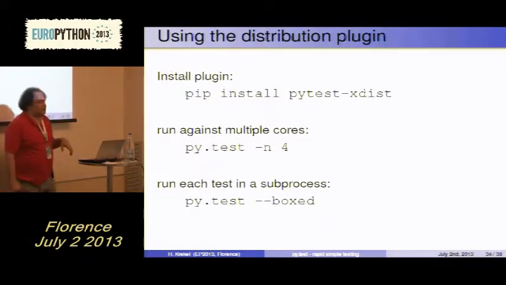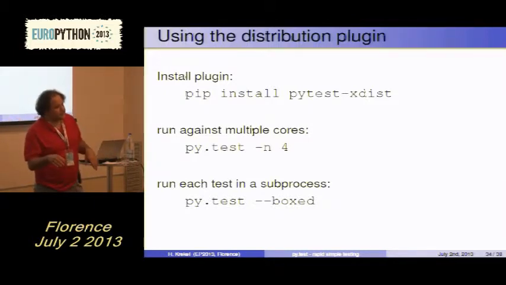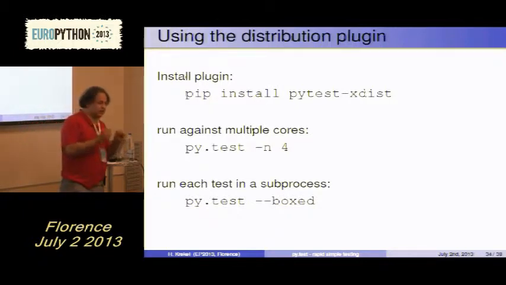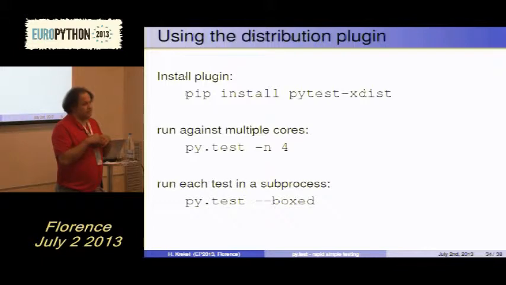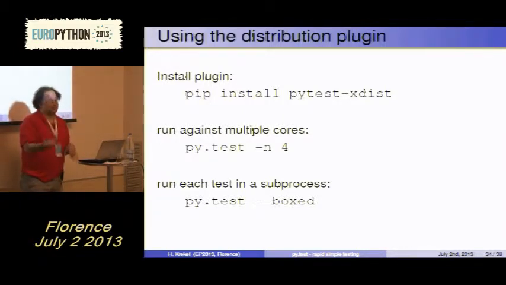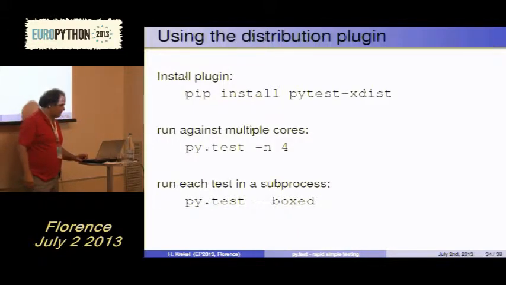Distribution plugin, you just install it, and you say -n 4. That means it distributes your tests to 4 sub-processes and runs them in parallel. --boxed, that's actually Unix only, but some people testing C++ libraries use this. It runs each test in a sub-process, so that if the test crashes because the C library crashes, your test run still continues, and you get basically a segmentation fault for that. That's usually something that you do when you discover that your test run just breaks because you get a segmentation fault. Then you repeat the test run with --boxed to get a fuller picture of what is breaking and what is just one test causing trouble.